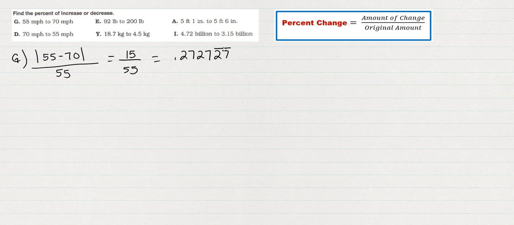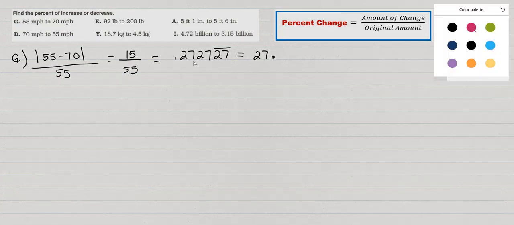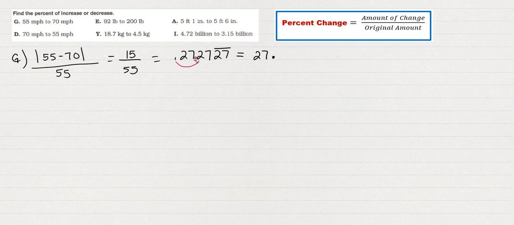The 27 just keeps repeating. If I change this to a percent, that's multiplied by 100, or just simply move that decimal 2 to the right, I'd get 27.27 repeating percent. If I wanted to round this to the nearest tenth of a percent, I'm going to look at this 7 to see that the 2 pops up. So we get 27.3%.